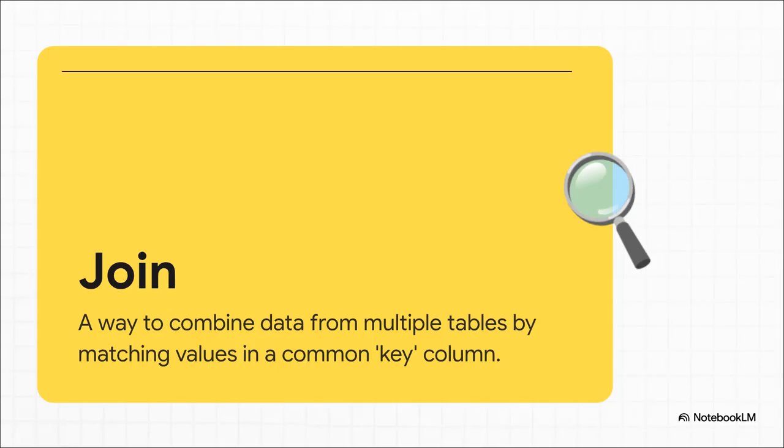So the thing that makes a merge happen is called a join. And this is a fundamental concept for connecting data sets. All you do is find a column that both tables have in common, like an employee ID or a product code, and you use that common key to link the rows together. It lets you build this much richer, more complete picture of what's going on.